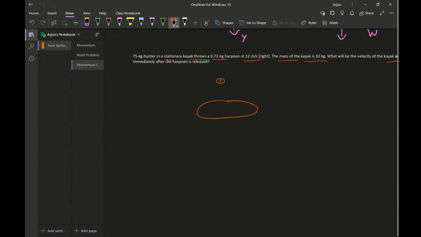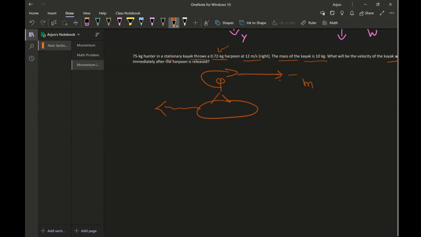So if this is a kayak, this person is sitting in the kayak, he throws a harpoon in the forward direction, and obviously if he throws the harpoon in the forward direction, this kayak will move in the opposite direction. Now we wanted to find out what will be the velocity of the kayak and that person, because that person is sitting in the kayak.